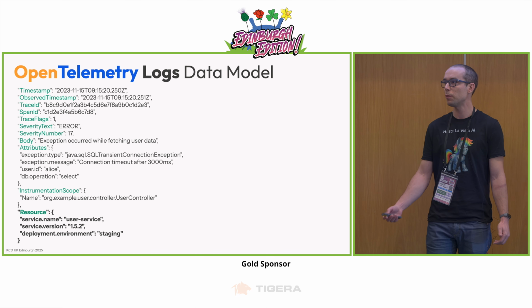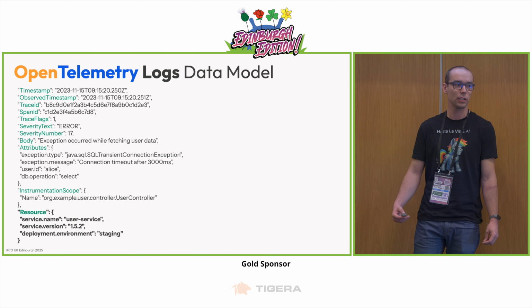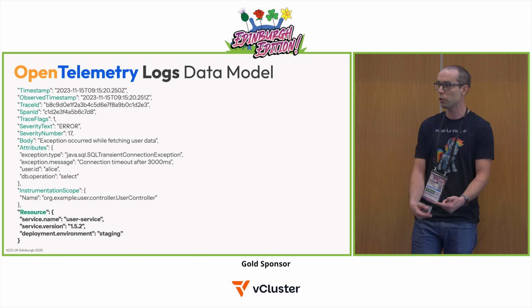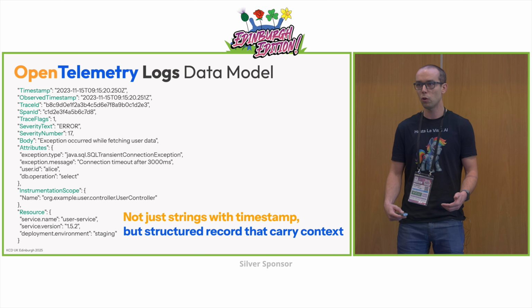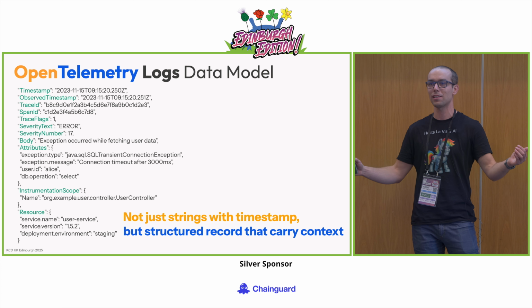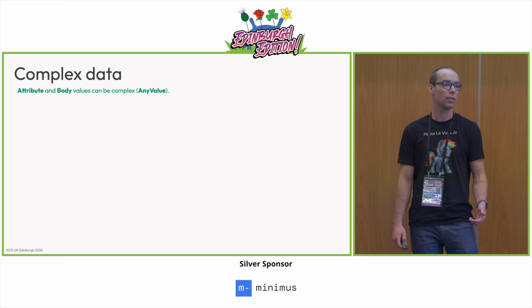And also in OpenTelemetry, you have resource. Resource is the information about your software that you have deployed. So the name of your service, that it is working on staging, the version, etc. So in OpenTelemetry logs, it's not just a text with a timestamp. It's a structured log. So it is about structured logging.